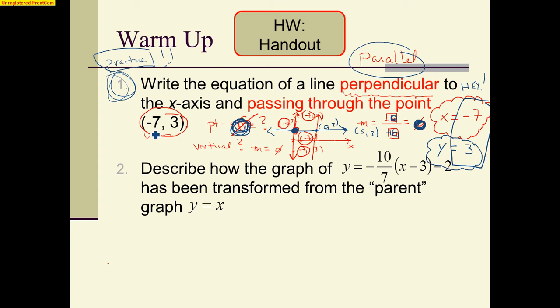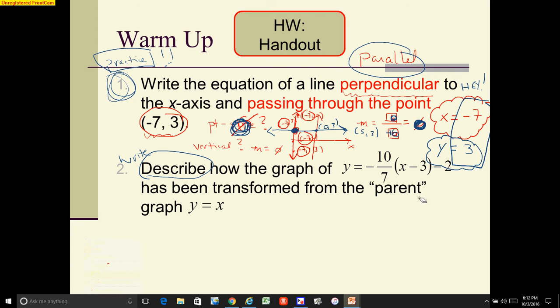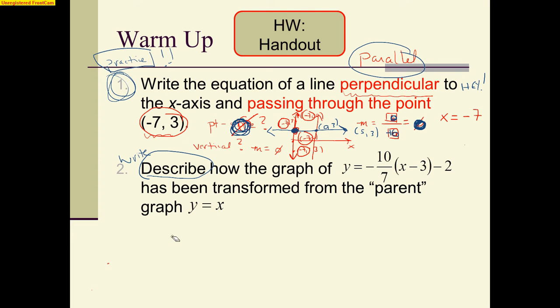All right, let's go on to number 2. Describe. That means write how the graph of y equals negative 10/7 (x minus 3) minus 2 has been transformed.